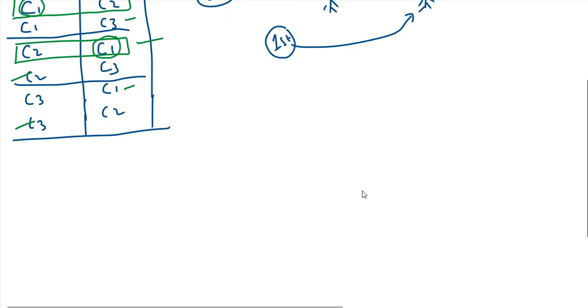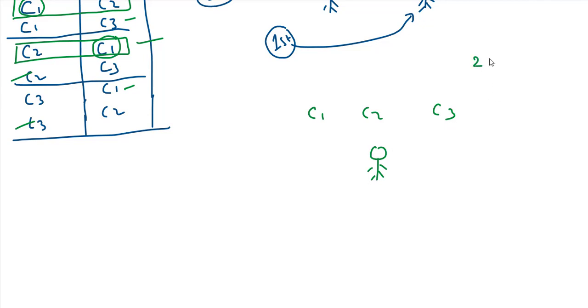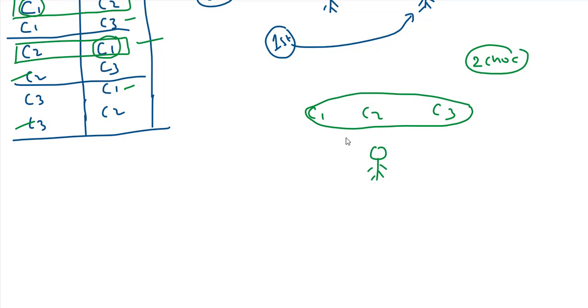Let us consider another case in which there are again 3 chocolates C1, C2 and C3. In this case, your friend is not there, only you are there. Again, you have to select 2 chocolates, and both these chocolates that you are going to select, you are going to eat them. You are not going to give this chocolate to your friend. So in this case, it does not matter in which order you select these chocolates.